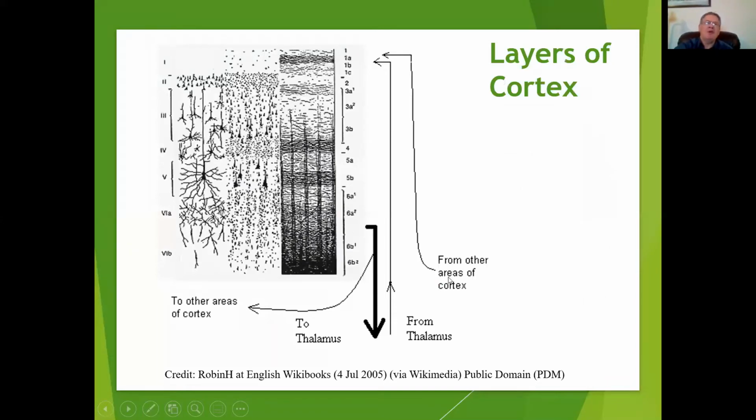Now, 95% of the cerebral cortex contains 6 layers. This cortex, called neocortex, includes that which is visible on the external surface of the brain. So you can see in this diagram here, it illustrates the 6 layers: 1, 2, 3, 4, 5, and 6, divided into 6A and 6B.